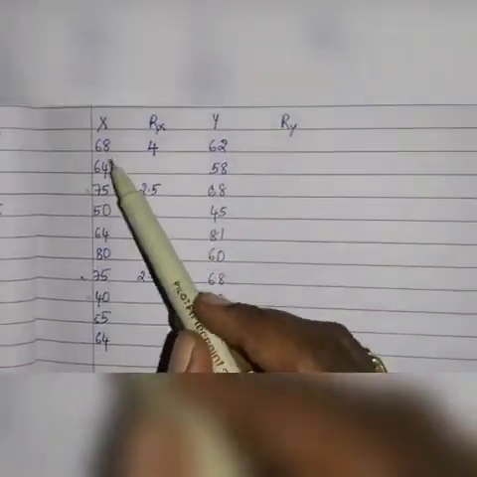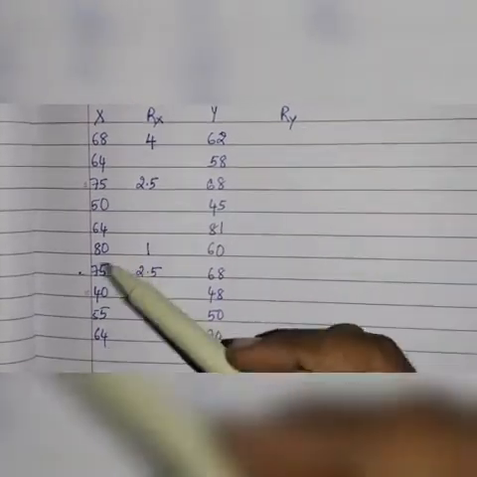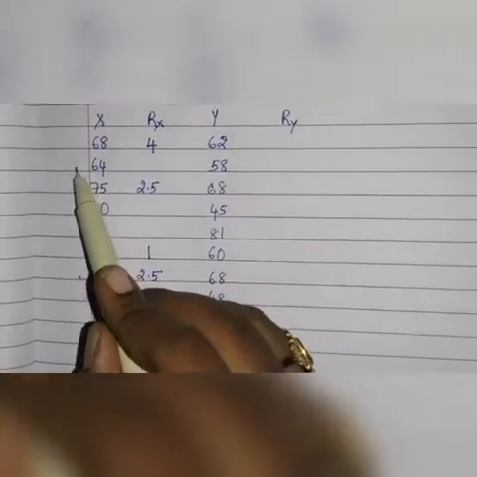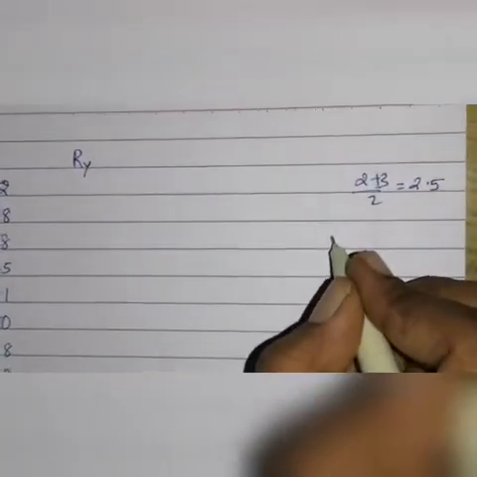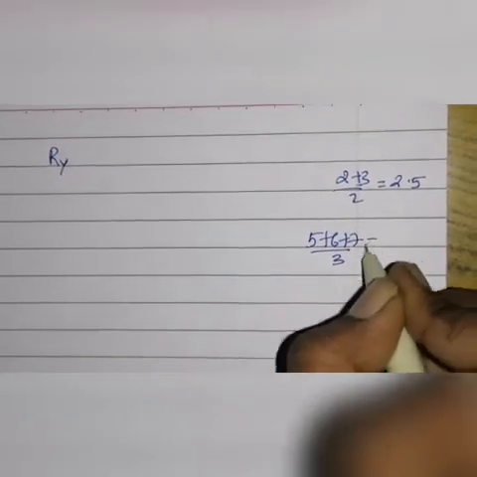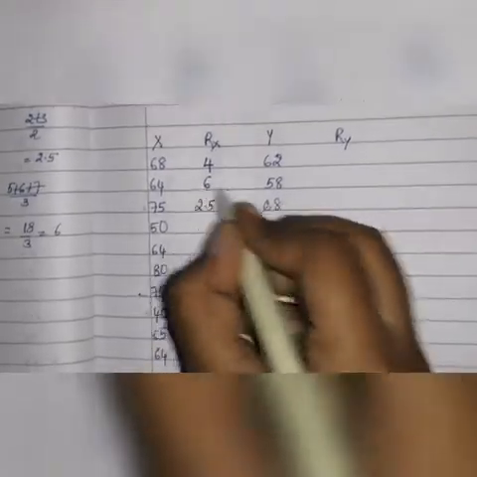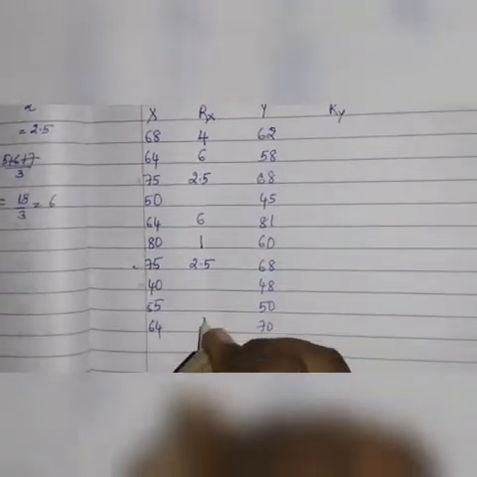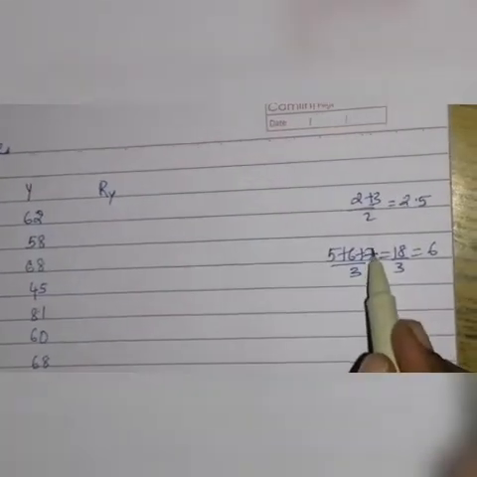Now the next number is 64. If you see, 64 is in 3 different places, 1 2 3. The next available ranks should be 5 6 7, so take the average of all these 3 ranks. 5 plus 6 plus 7 by 3, 18 by 3, which is equal to 6. So put 6, 6 and 6. Now we are done with rank 7 also.